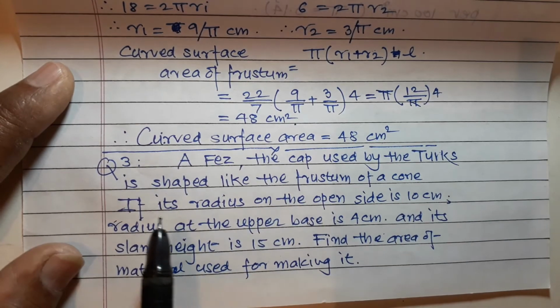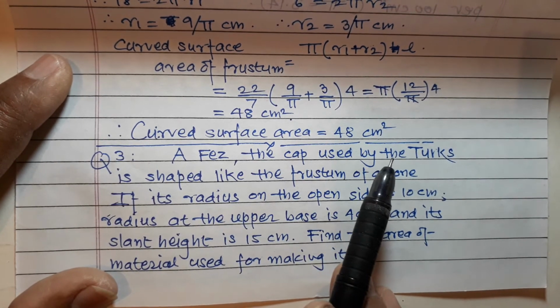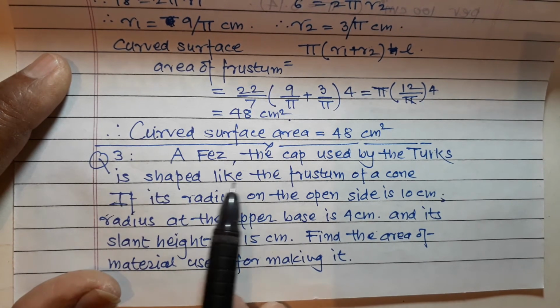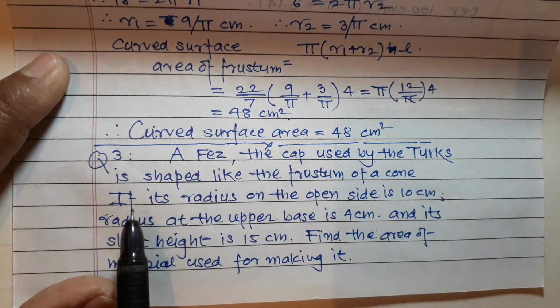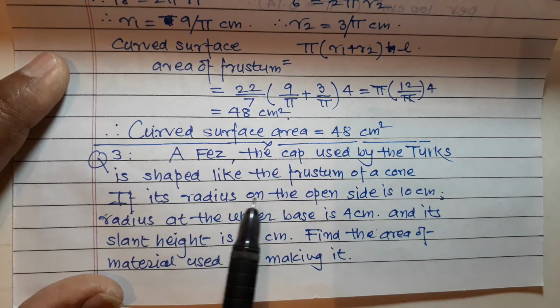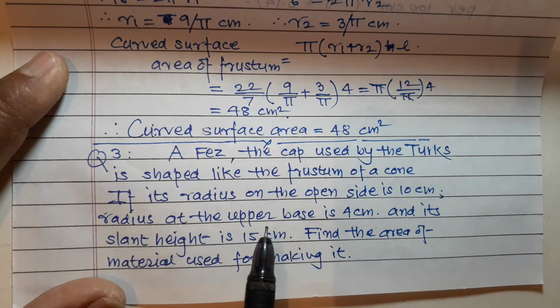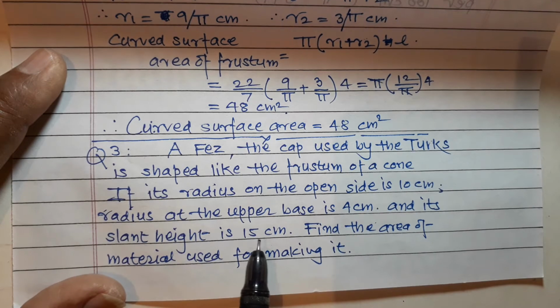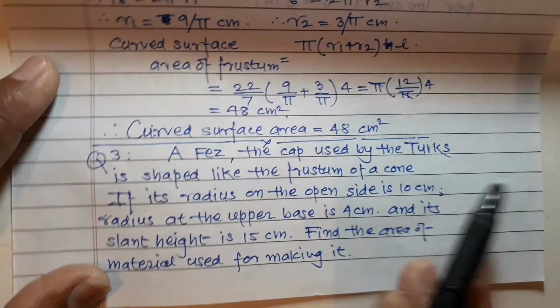Question number 3. A fez, the cap used by the Turks, is shaped like the frustum of a cone. If its radius of the open side is 10 centimeter, radius of upper base is 4 centimeter and its slant height is equal to 15 centimeter, find the area of the material used for making it.